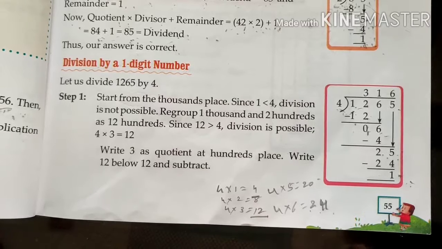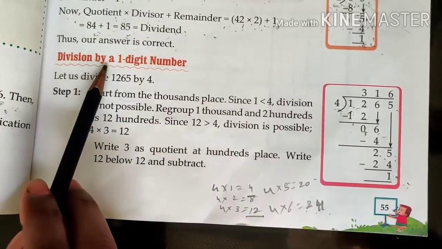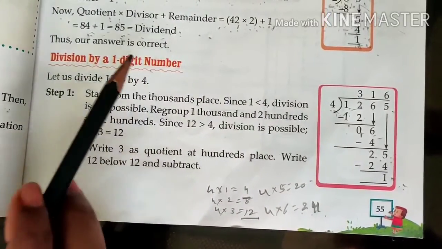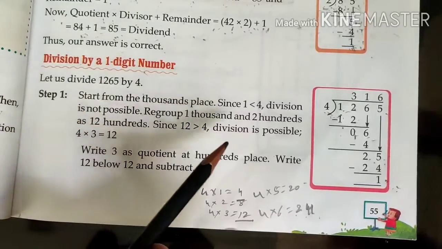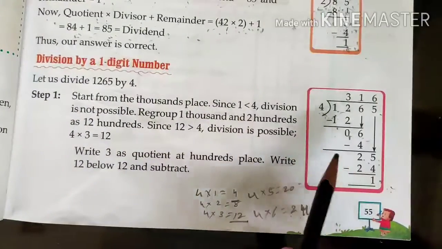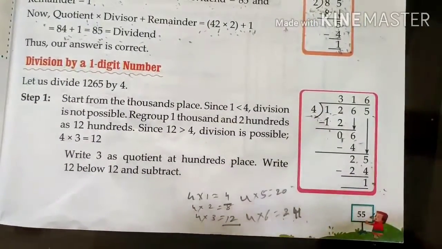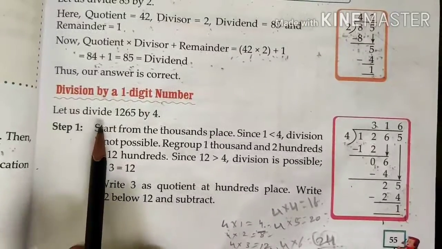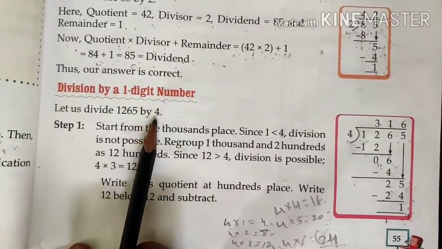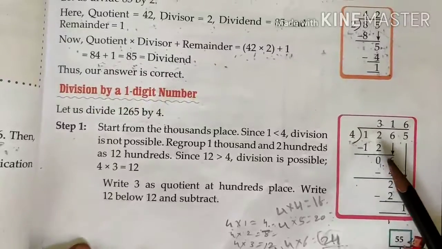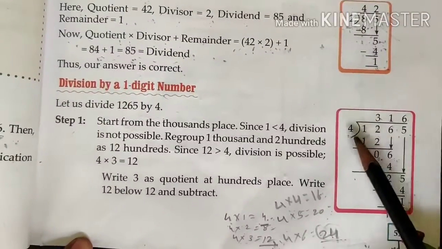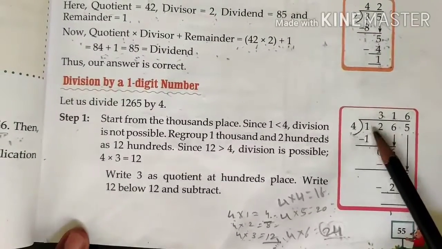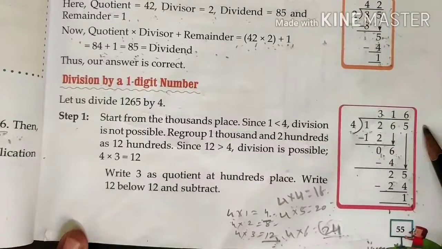Today's topic is division by a one-digit number, and we will also solve some examples. Division by a one-digit number means we have one digit at the divisor place. Let us divide 1265 by 4. You write like this, and 4 is the divisor and 1265 is our dividend.